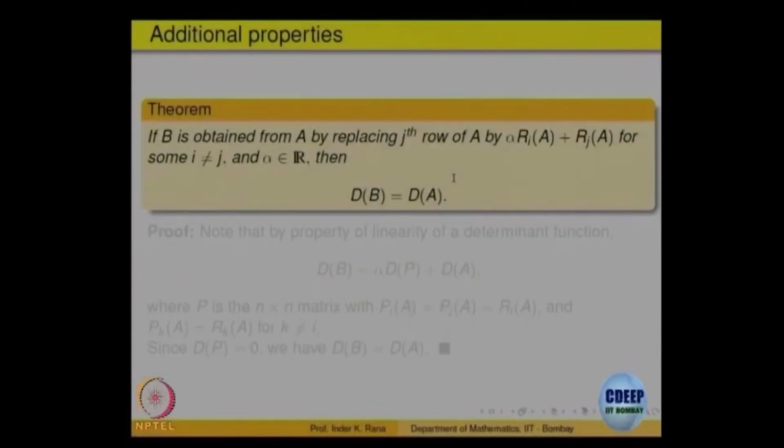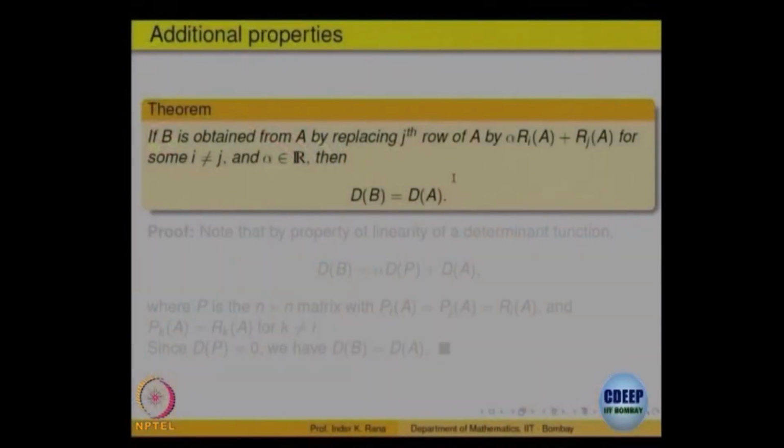If B is obtained from A by replacing the jth row by alpha Ri plus Rj, slowly I am heading towards the elementary row operations. Remember, one of the elementary row operations was multiplying by a non-zero scalar, which we already took care of by the defining property: alpha comes out. And if you take the ith row, multiply by alpha and add it to the jth one, what happens to the determinant? It says the determinant does not change; it remains the same. Why?